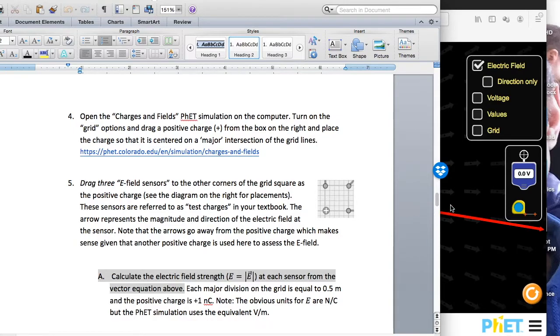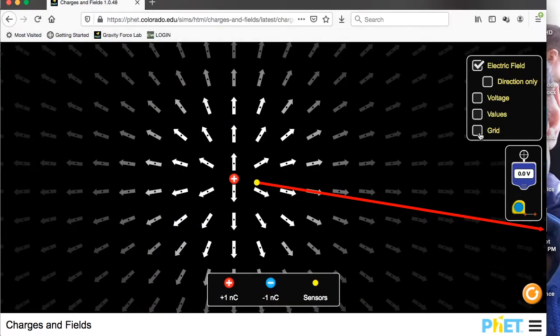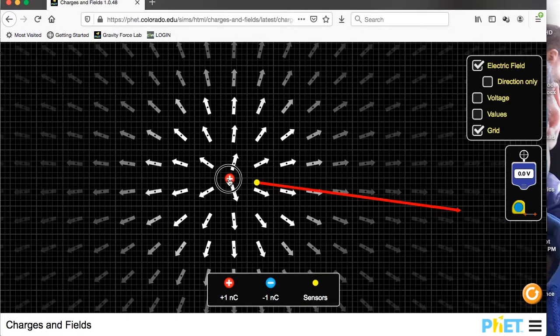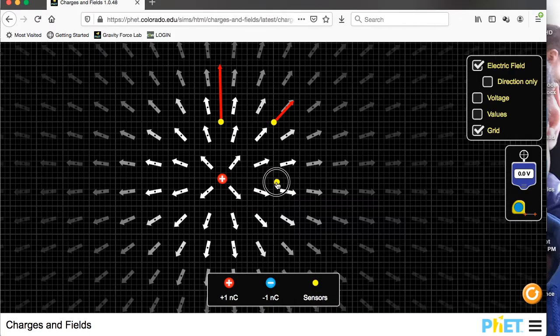Okay, open the charges and fields sim. We have that open already. There's the link to the thing we already have open. Drag 3 E-field sensors to the corners of grid squares around a positive test charge. Okay, so we've got our positive test charge. Let's put it right here so that we can make a square. We'll make one corner of the square 2 up, 2 over, and 2 to the right. All right, I'm not getting exactly on that line, but close. All right, so far so good.